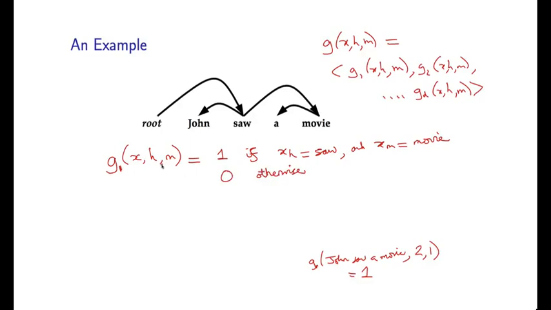We would typically define a feature like this for every possible pair of words in the vocabulary. Okay, so again, as we've seen often with these log linear models, we might have a very, very large number of possible features, 1 for each pair of words. These features are very useful because certain pairs of words are very likely to stand in a dependency relationship. Other pairs of words are much less likely to stand in a dependency relationship.